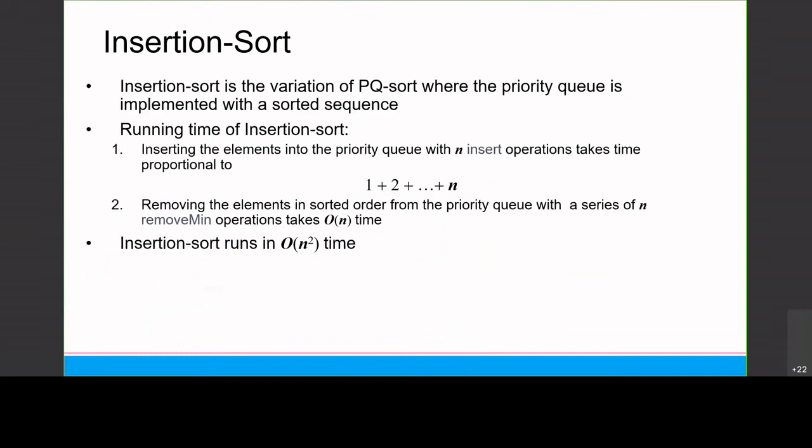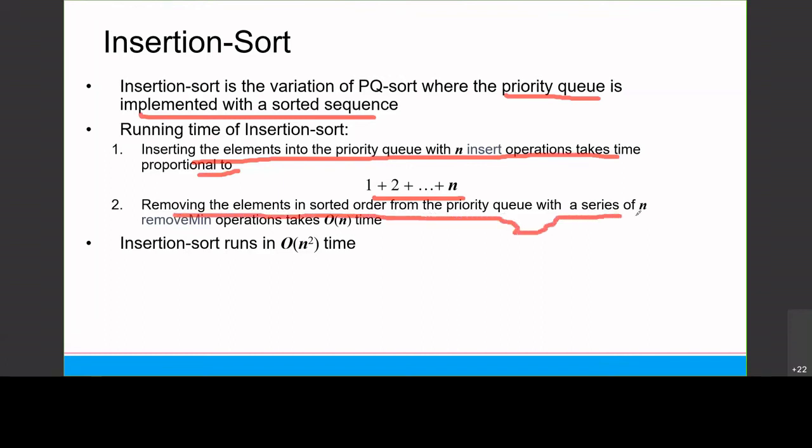We have the insertion sort. The insertion sort is the variation of PQ sort where the priority queue is implemented with a sorted sequence. So whenever you insert a value, you do the sorting. Whenever you input, you check what is the best position for this key. Inserting the elements into the priority queue with n insert operations takes time proportional to 1 plus 2 plus and so on until n. And when you want to remove the elements in sorted order from the priority queue, a series of n removals, it takes O(n). So the overall algorithm, because of phase 1 and phase 2, is O(n^2).